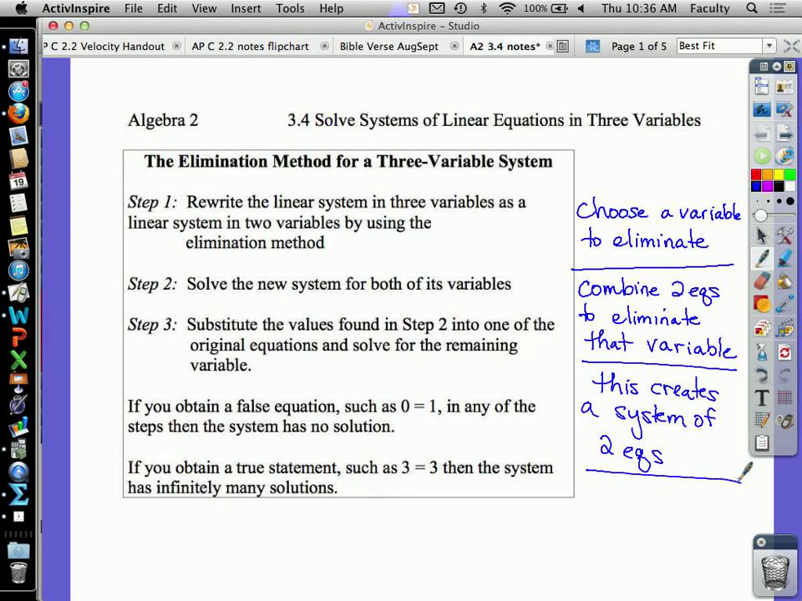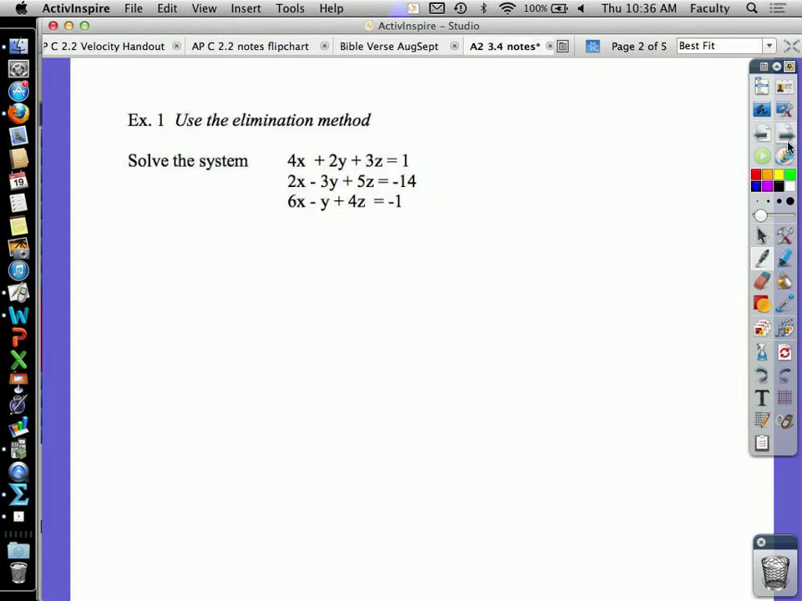We figured that out. Now what can happen is if at any point in the body of your work you get a false statement like 0 equals 1 or 0 equals 8, it's no solution. If you get 0 equals 0 or 3 equals 3, there's infinitely many solutions. We're going to see both of those cases a little later. Alright, so let's look at example 1.